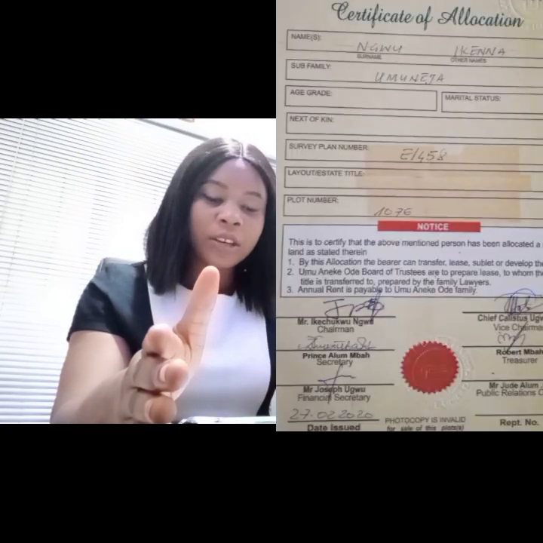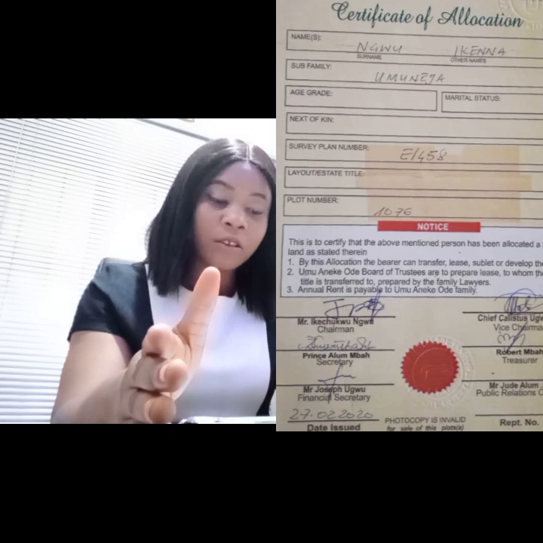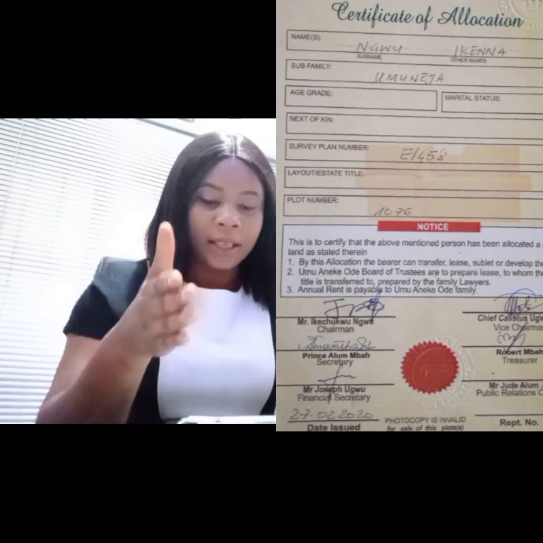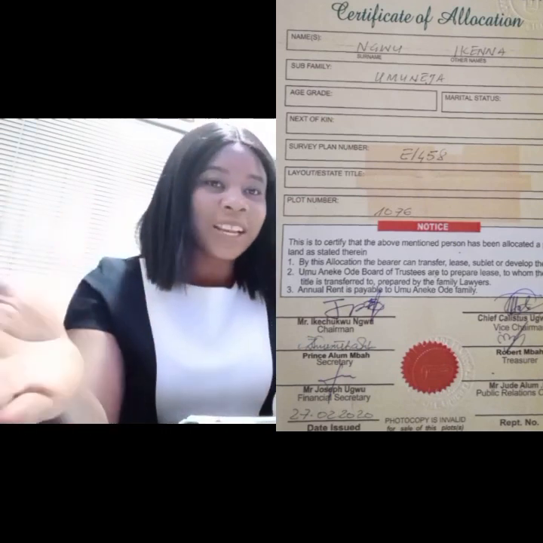And you also have a notice here. This is to certify that the above mentioned person has been allocated a plot of land as stated therein. By this allocation, the bearer can transfer, lease, sublet, or develop the plot. Two. This place has the name of the property. I don't need to call the name of the property here. In our next video, I'll be telling you the properties we have for sale. It's a wonderful offer.